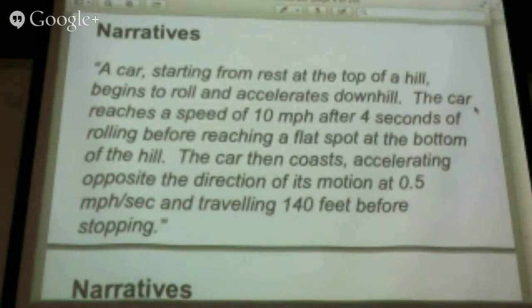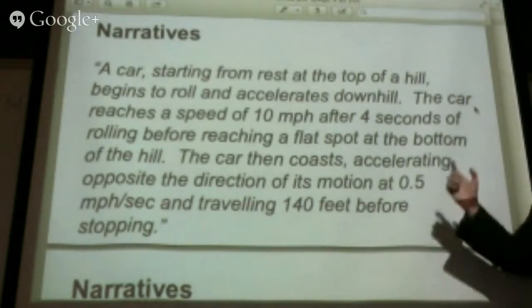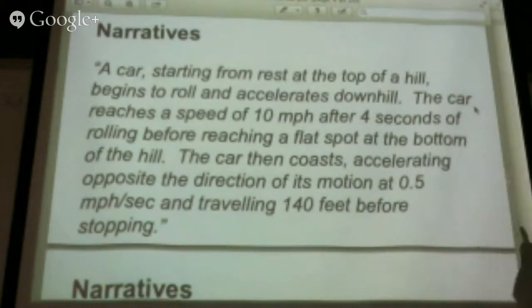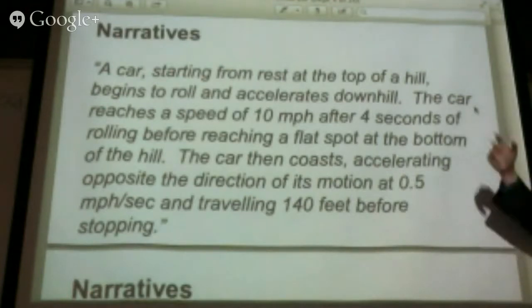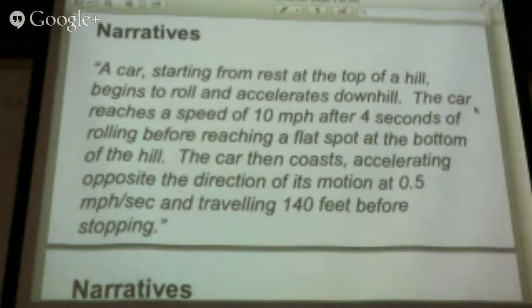So again, we look for position, velocity, and acceleration, and statements that it changes after this amount of time. So we have the car starting from rest. That was one of those phrases to watch for. It doesn't say the speed is 0, but that's what it means. Starts from rest at the top of a hill, so that's a position statement. Begins to roll and accelerate, so acceleration statement there. Downhill. Reaches a speed of 10 miles per hour, so that's a velocity statement, after 4 seconds. That's a time statement. Rolling before reaching a flat point at the bottom of the hill.